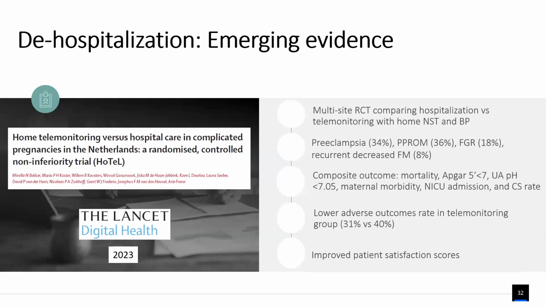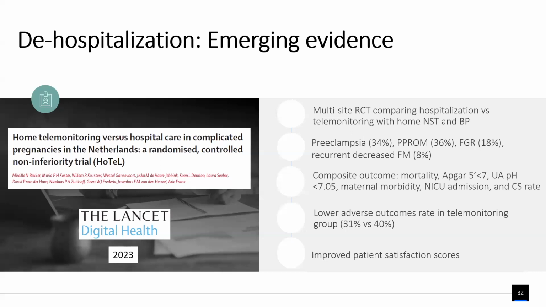And what they were comparing was doing this in the hospital, just saying you have preeclampsia, even if it's not severe features, just come into the hospital, or PPROM in the hospital, versus let's watch you closely at home with daily monitoring. And you see the breakdown there, and there was around, I think it was 200 patients in each arm, I believe, or 100 patients in each arm.